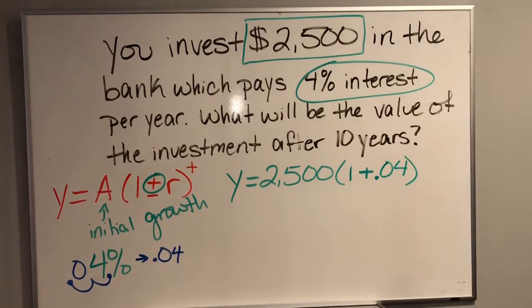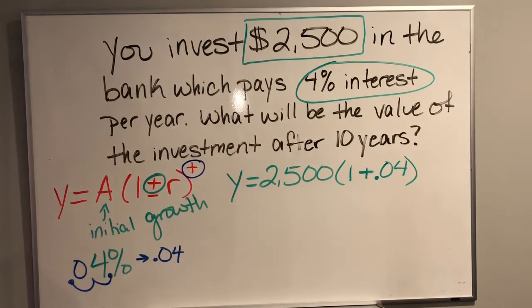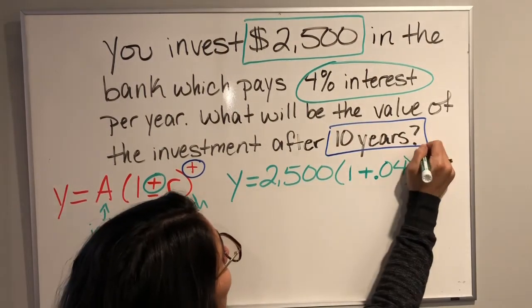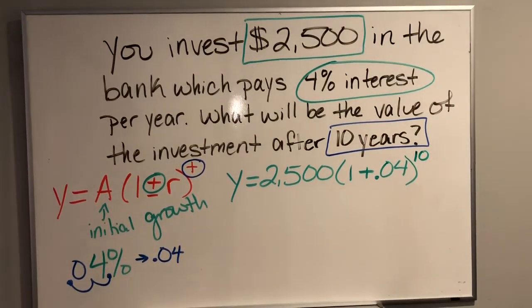Okay. Now in this problem, we are trying to find how much money we are going to have after 10 years. So that time that we have here as our exponent, that's going to be our 10 years. We want to see after 10 years, how much money are we going to have?